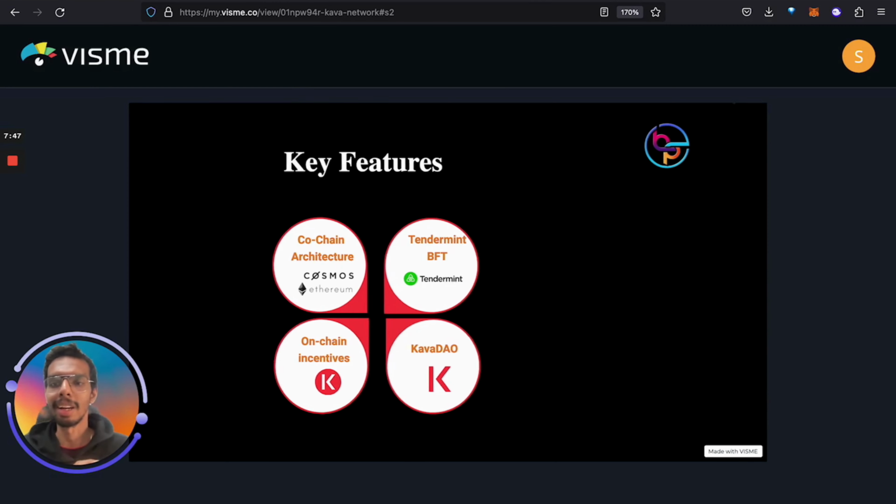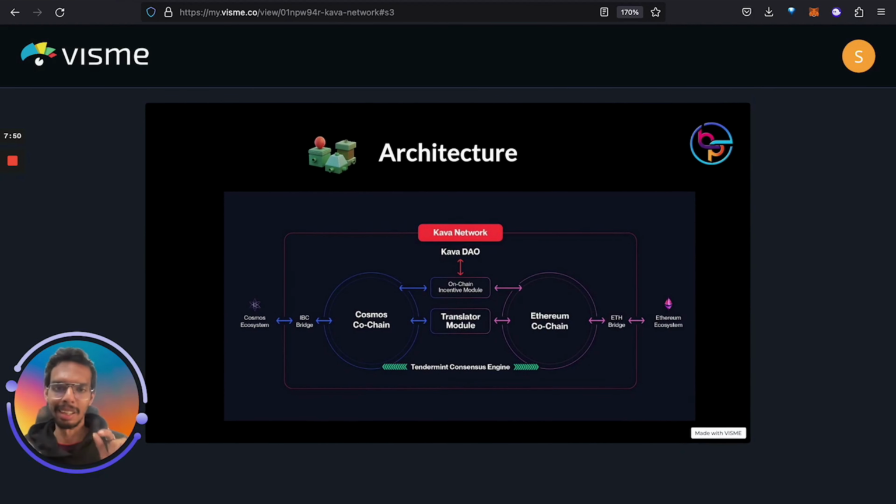So coming on to the architecture part, if you just look at this image that we have in front of us, this clearly explains the architecture. So there is the Ethereum co-chain that we talked about. There's the Cosmos co-chain, right? These two chains are connected to the respective ecosystem via bridges, right? IBC is called the Inter-Blockchain Communication Bridge, and there's the ETH bridge. Now these chains are also connected internally. How? They are seamlessly connected internally using the translator module that is present in the Kava network, right? So these chains can communicate internally as well.